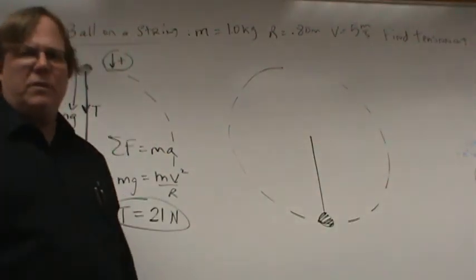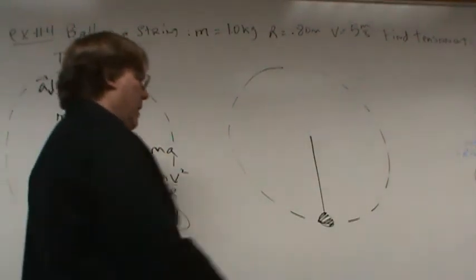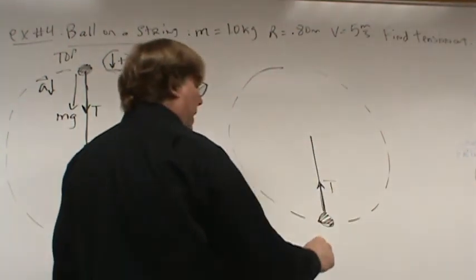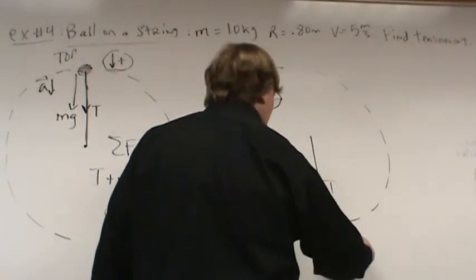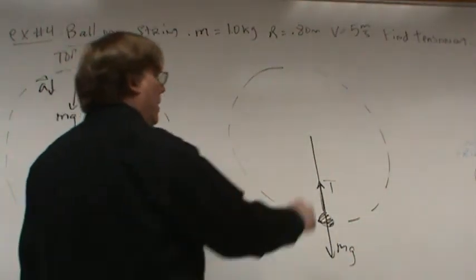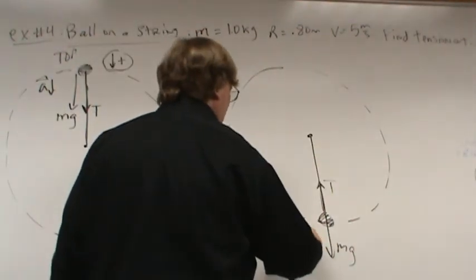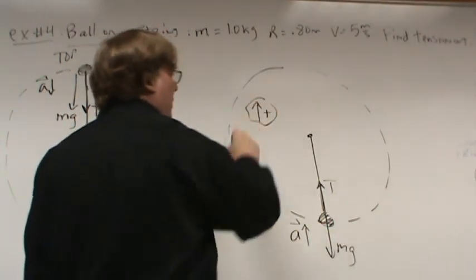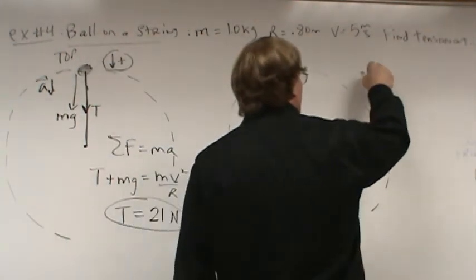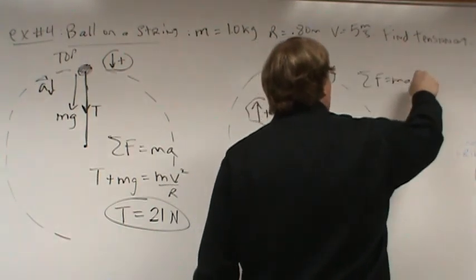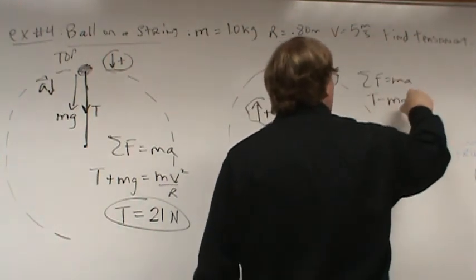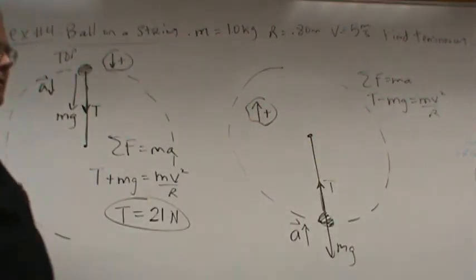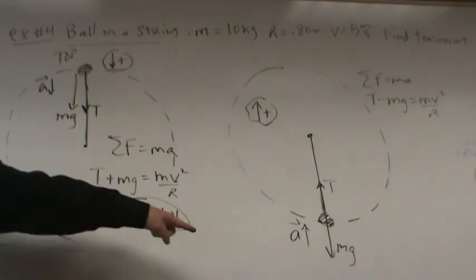Okay, time's up. What's the direction of the tension? Up. Good, because that's where the string is. What's the direction of the weight? Down. And what's the direction of the acceleration? Towards the center, which is up. Excellent. So if I define up as positive, you end up with the sum of the forces equals ma. You end up with tension minus mg equaling mv squared over r. You guys okay with that? Tension is working against gravity now.